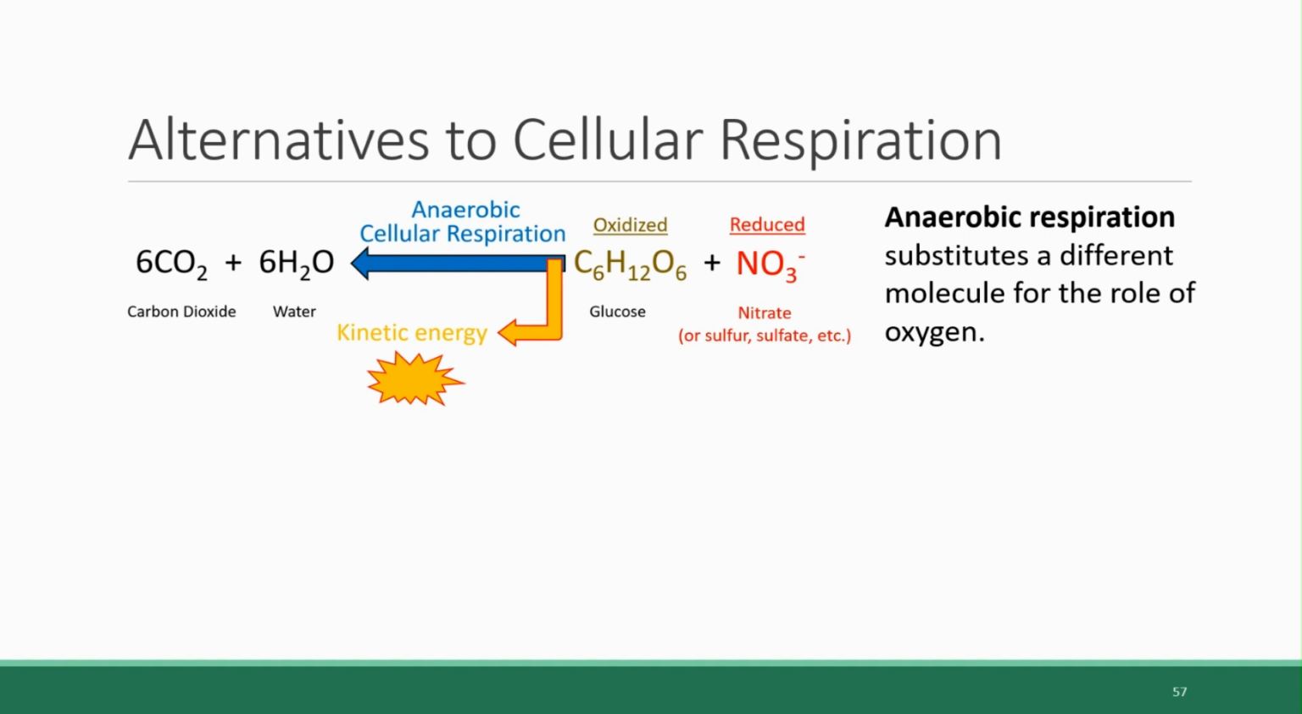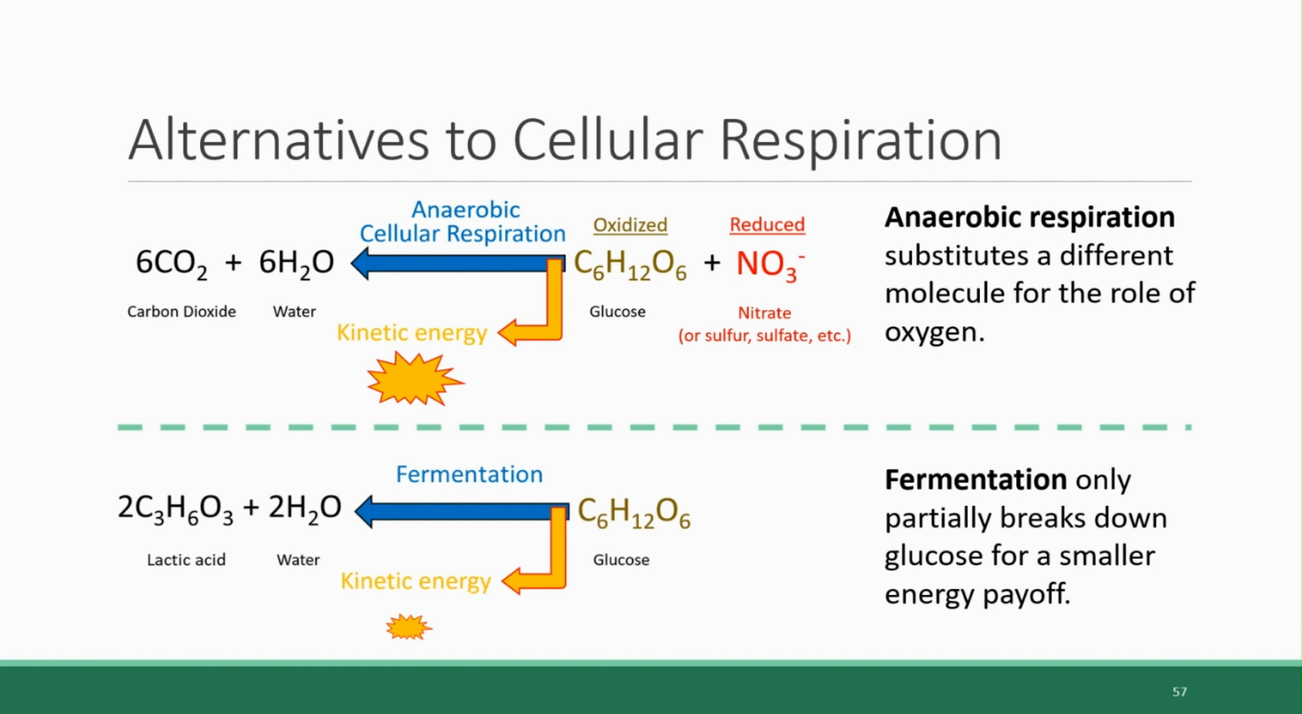The other possibility is a process called fermentation. Fermentation only partially breaks down the glucose molecule, and therefore less kinetic energy is extracted. But cells are able to get this particular partial breakdown done without the need for oxygen. Fermentation also generates different byproducts depending on the organism. When human cells perform fermentation, the product is lactic acid. But in microorganisms, it can be an extremely wide range of different molecules depending on the species.